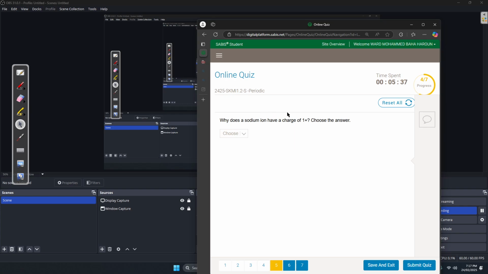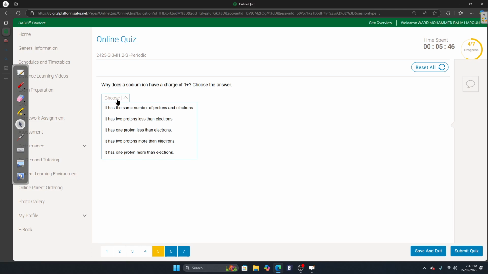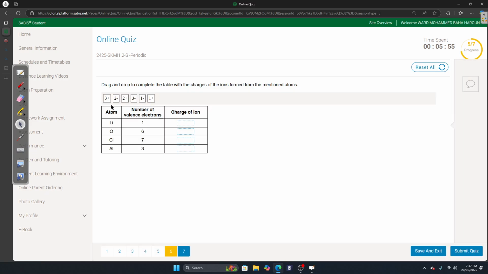Why does a sodium ion have a charge of 1 plus? Okay, this is where we explain the octet rule. Why does it have 1 plus? Because it has 1 proton more. Because it's 1 plus. You're asking for the number of valence electrons. This one has 1 valence electron. This is where we use this.